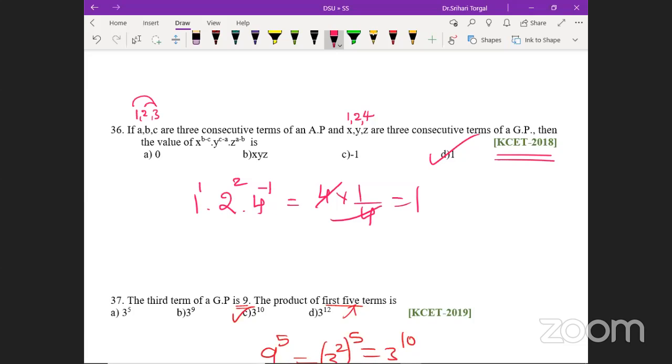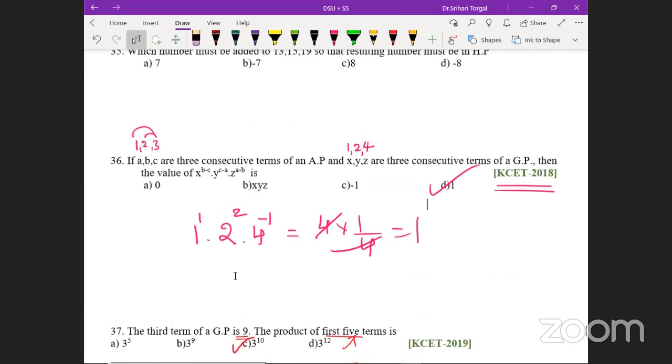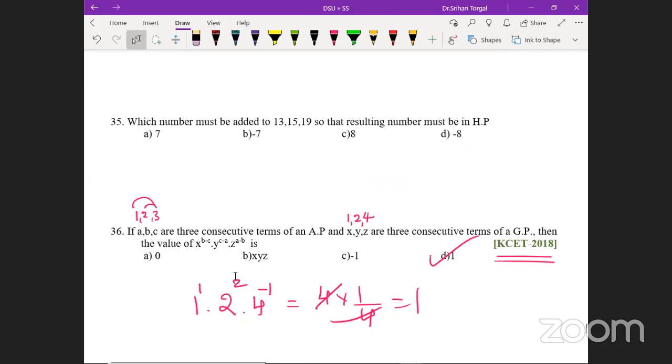For the idea? Okay. Now, yeah. Question number 35. Attend question number 35.